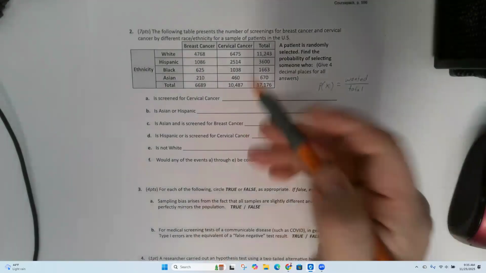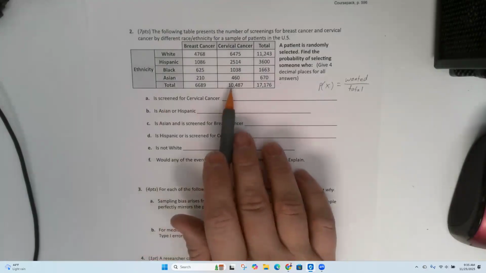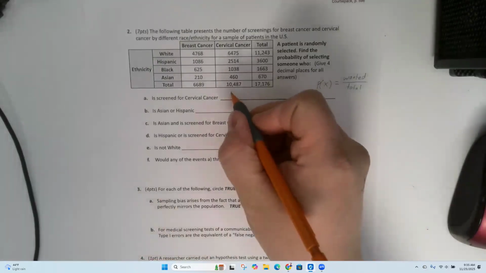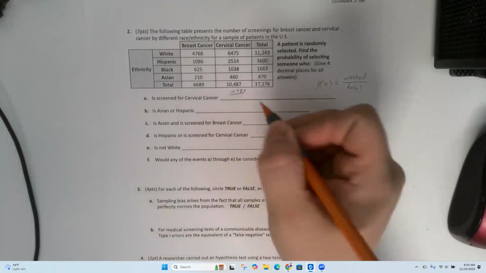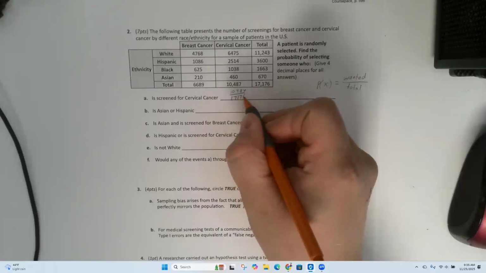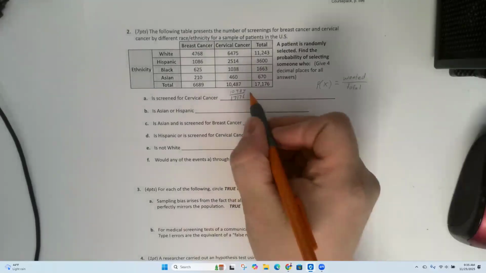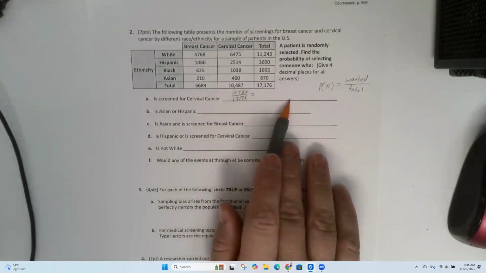In this case, we're checking if the person was screened for cervical cancer. So that's this number here, 10,487 divided by our total, which is 17,176. So you put that into your calculator and that'll give you your number.